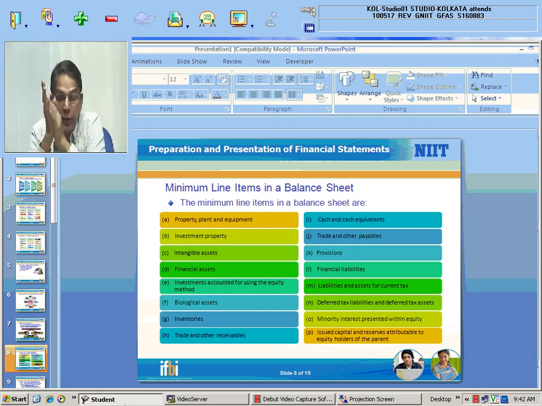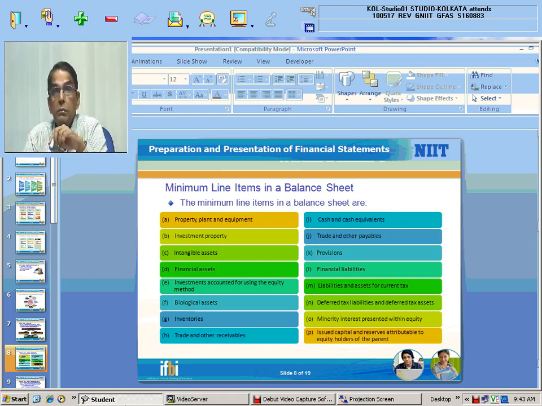Like property, plant and equipment, we have already covered; investment property, we have already covered; intangible assets, we have already covered; financial assets, we have already covered; investment accounted for using the equity method, we will be covering at some point of time; biological assets, we have not covered and are not going to cover; inventories, we have already covered; trade and other receivables, we have already covered; cash and cash equivalents, trade and other payables, provisions, we have already covered; financial liabilities, we have already covered under financial instruments; liabilities and assets for current tax, we have already covered; deferred tax liabilities and deferred tax assets, we have already covered; minority interest presented within equity, we have not covered it but will be covering at some point of time; issued capital and reserves attributable to the equity holders of the parent, that also we will be covering during the course. Biological assets we have not covered, not going to cover.